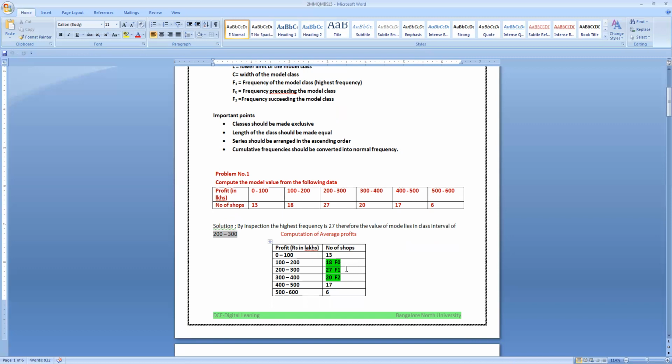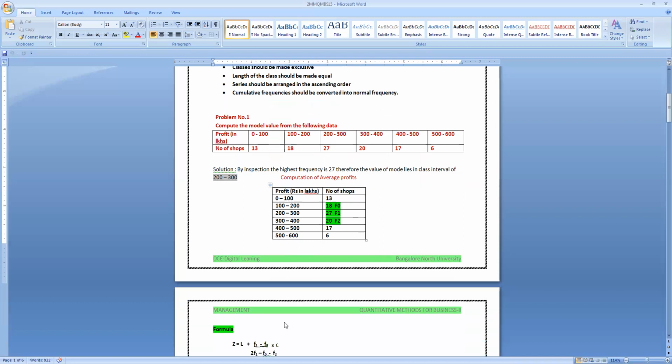We have to draw two columns: one is class intervals, another is frequency values. The class intervals, the profits in rupees in lakhs, we substitute the same here: 0 to 100, 100 to 200, 200 to 300, 300 to 400, 400 to 500 and 500 to 600. In the same manner, the number of shops: 13, 18, 27, 20, 17 and 6. Among these, the highest frequency value is 27, which will be considered as f1. Preceding that number is f0, succeeding that number is f2. The corresponding class interval is 200 to 300.